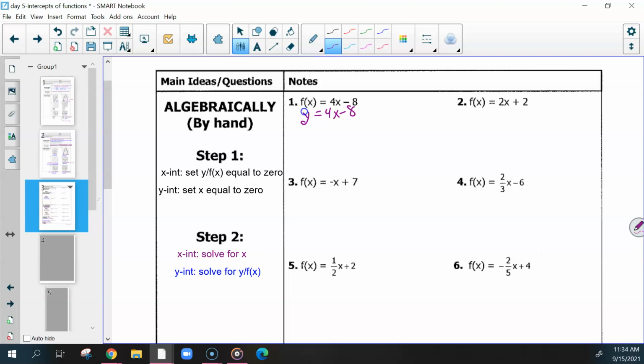So f of x and y are the same thing. One just means function of, one is usually an equation, but they're the same thing. So if I'm solving for an x-intercept, I need to change y to be 0.